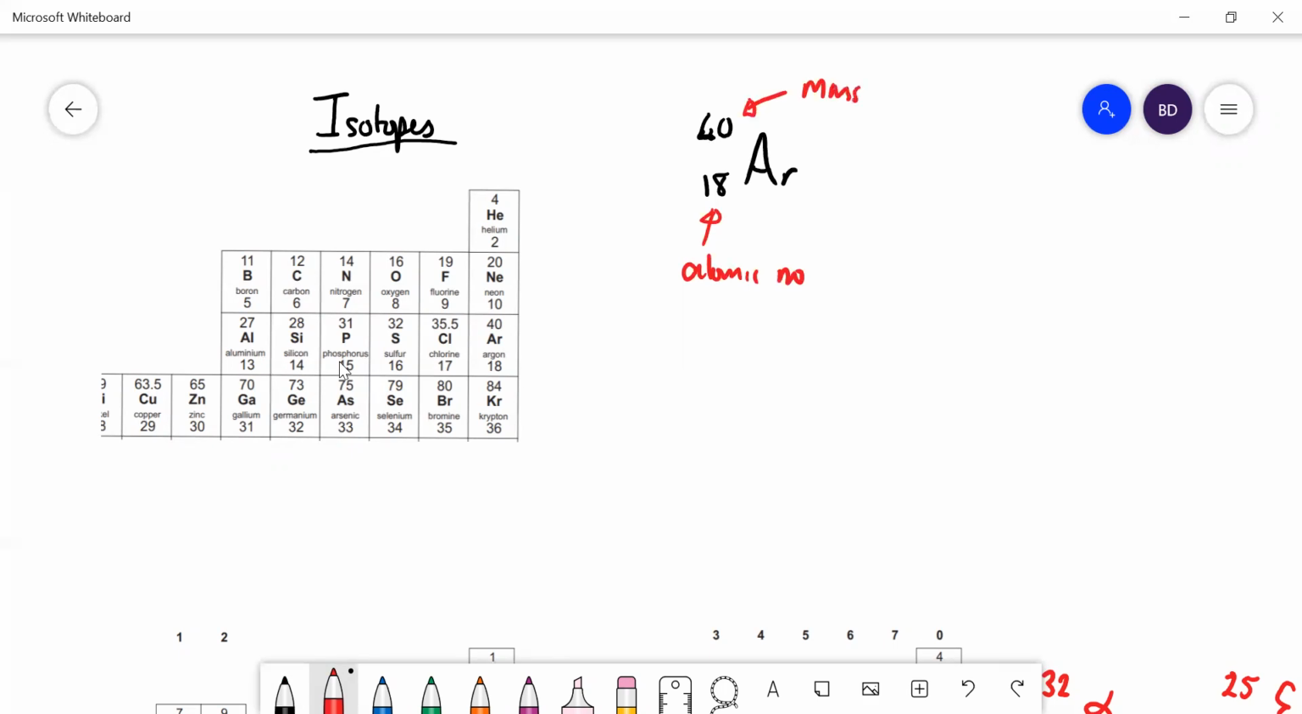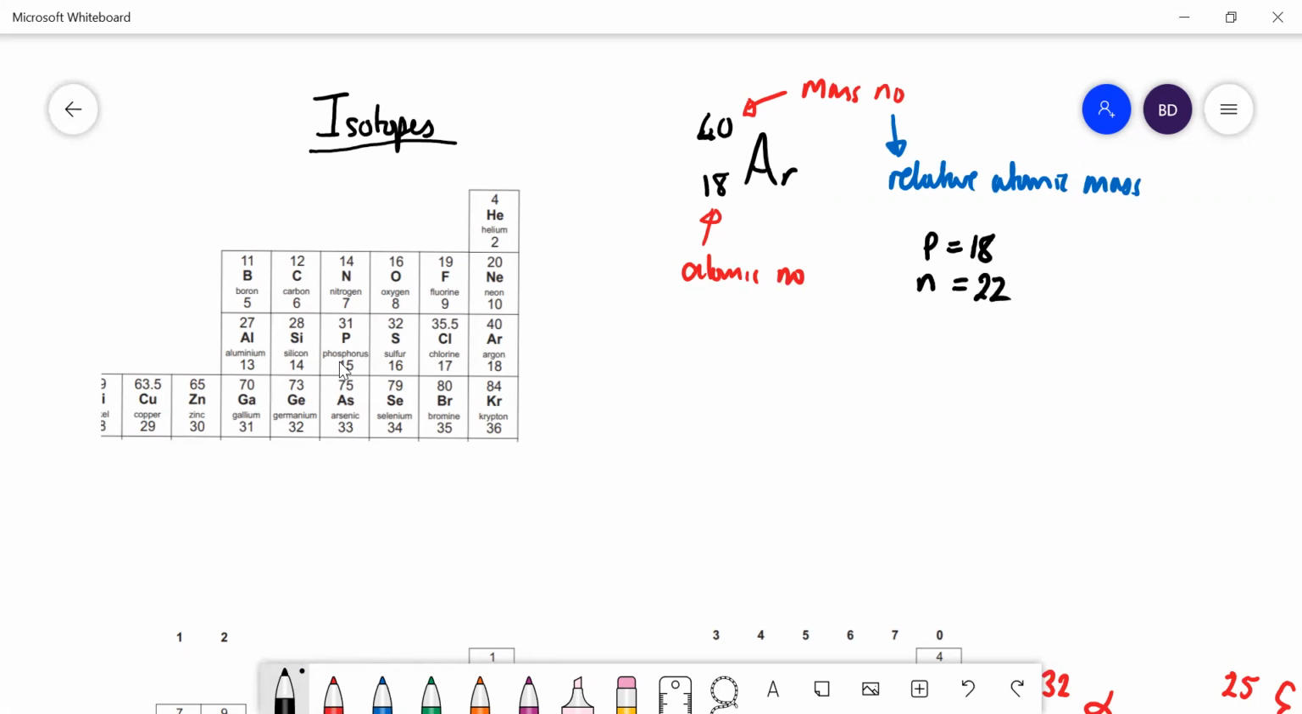Now, to be strict, in the periodic table, it isn't strictly speaking the mass number. It is something called the relative atomic mass, and we'll see what that means in a minute. But if you wanted to work out the number of protons for argon, well, the atomic number is 18, so it's going to be 18 protons. And the number of neutrons, we would say 40 minus 18, which is 22.